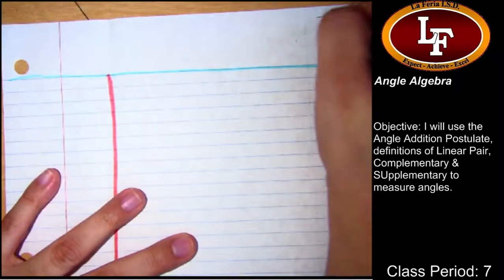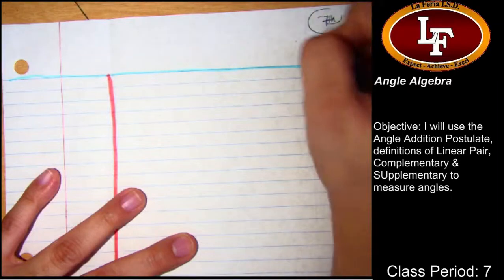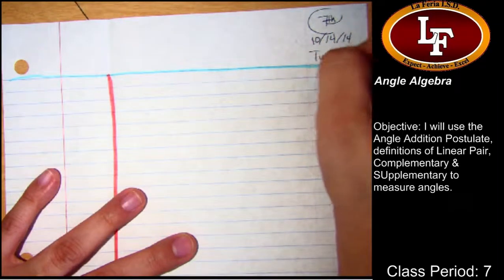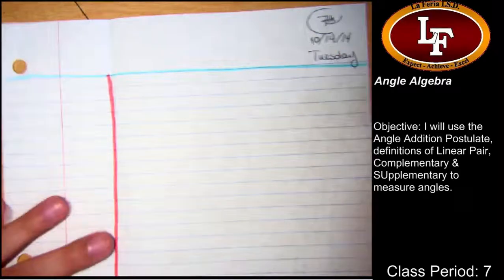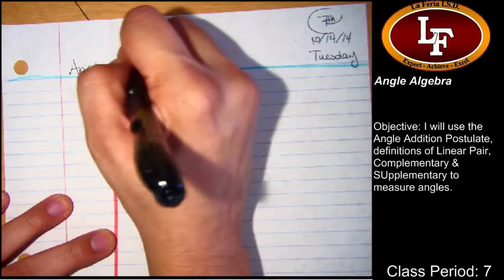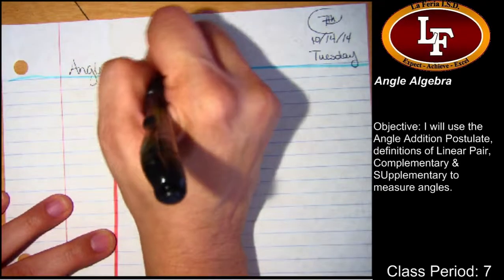Seventh period. There you are. Today is the 14th of October, 2014. It's a Tuesday. And today's title is going to be Angle Algebra.